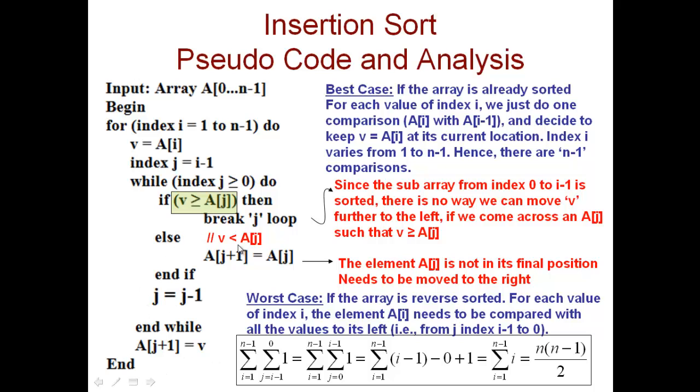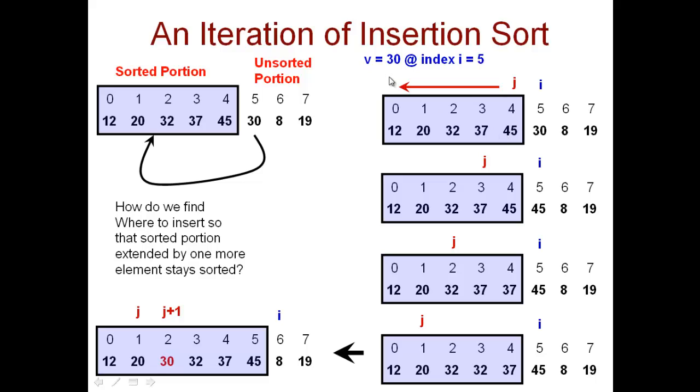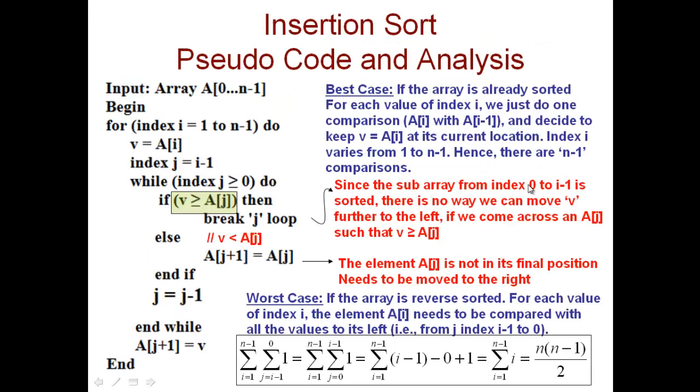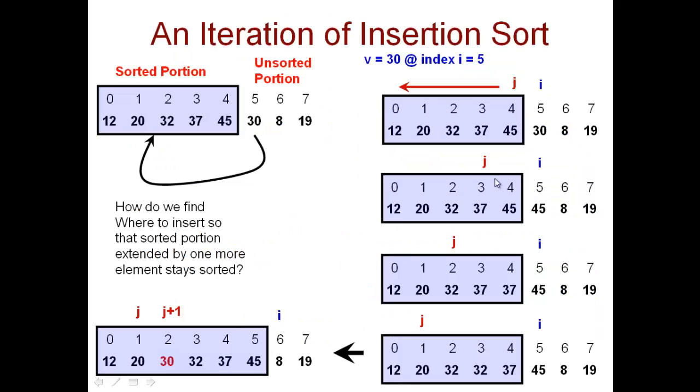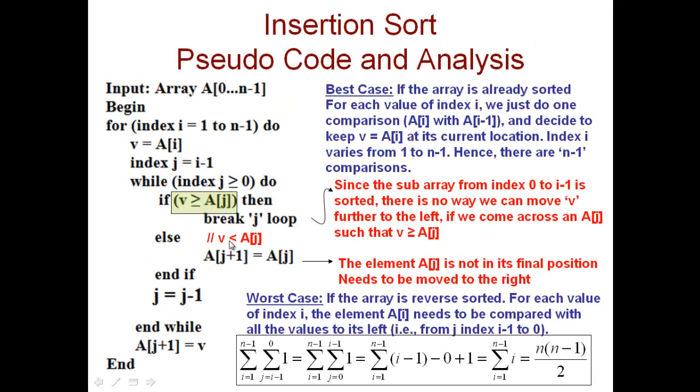Now if a of j is greater than v, like this 45 greater than v, which is 30, then all we do is simply copy the value of a of j to index j plus 1. So we set a of j plus 1 equals a of j, and then we decrement j, j minus minus, moving j to the left. Now j is at index 3, and again we compare the value of a of j with v equals 30. 37 is greater than 30, which satisfies this condition, so we copy 37 to its right. We're not moving, we're just copying to its right at j plus 1.